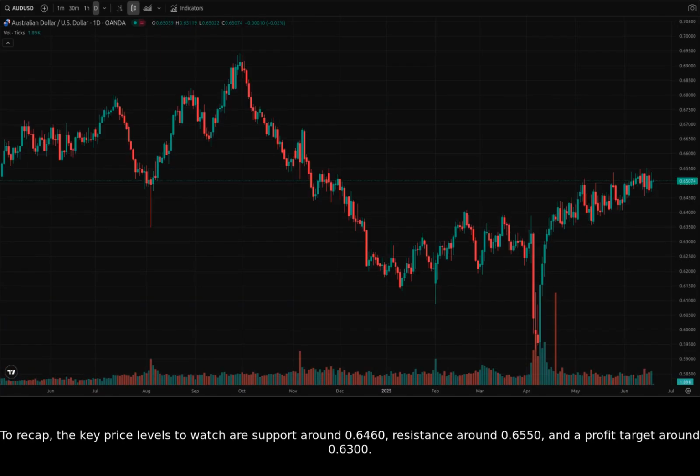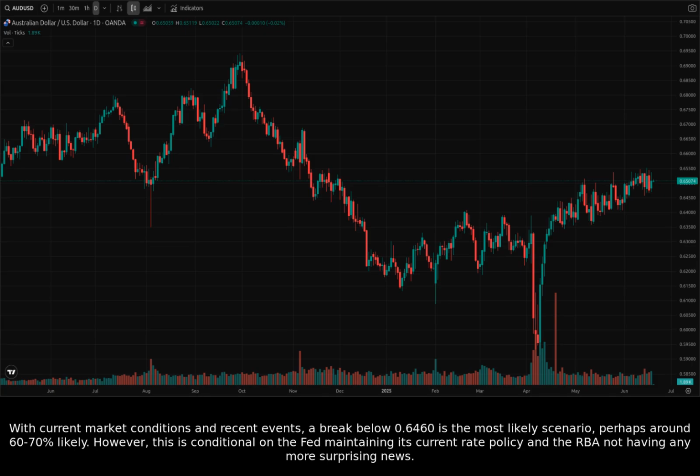To recap, the key price levels to watch are support around 0.6460, resistance around 0.6550, and a profit target around 0.6300. With current market conditions and recent events, a break below 0.6460 is the most likely scenario, perhaps around 60 to 70% likely.